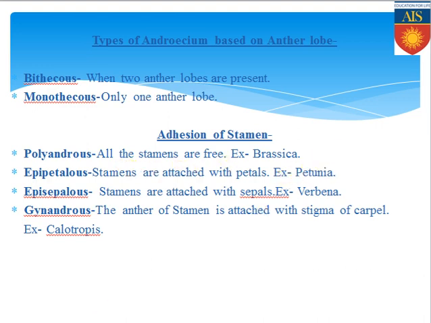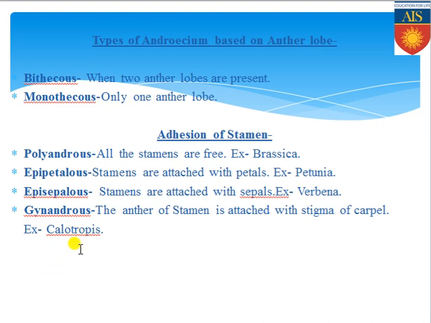Example, brassica. Epipetalous, that means when the stamens are attached to petals, then it is known as epipetalous. Example, petunia. Episepalous, that means when the stamens are attached to sepals, then they are known as episepalous. Example, verbena. And gynandrous is when the anther of the stamen is attached to the stigma of the carpel. So the anther portion of the stamen only is attached to the stigma portion of the carpel. There is no other association between other structures of the androecium and gynoecium. So they are obviously gynandrous.